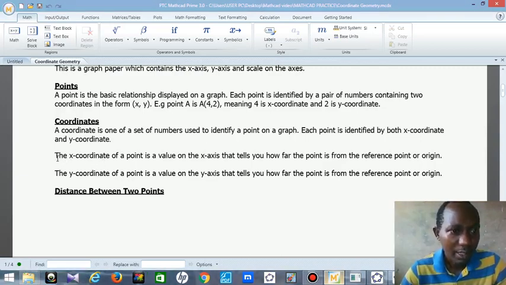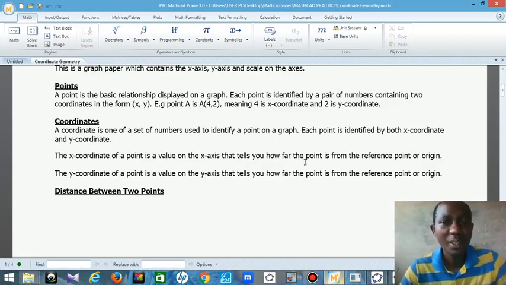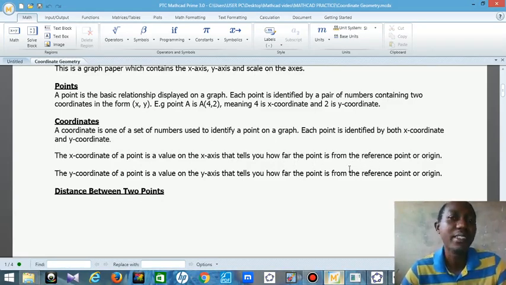So now look at this next paragraph I have here. I say the x coordinate of a point is a value on the x-axis. Very important. So that 4 is the x coordinate. So the x coordinate of this point A, which is 4 in this example, is a value on the x-axis. This 4 is a value on the x-axis that tells you how far the point is from the reference point. See what I've been telling you about the Cartesian plane.